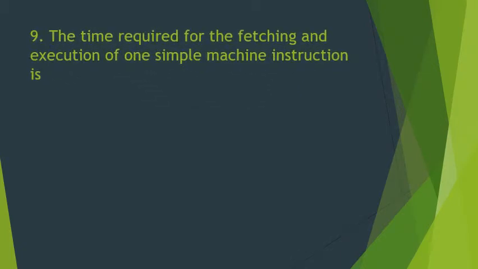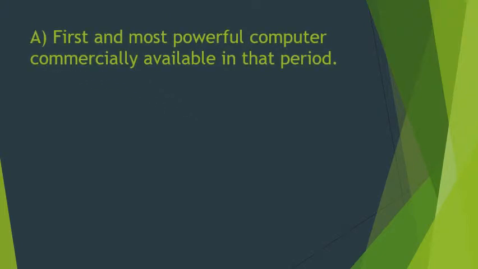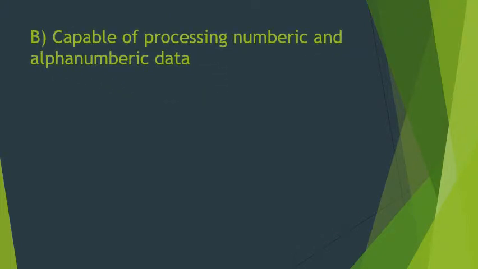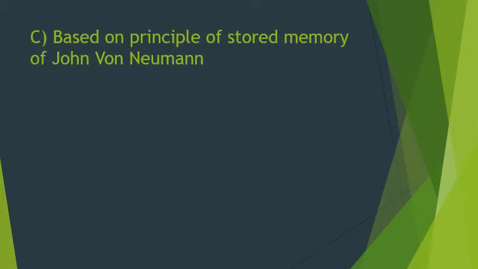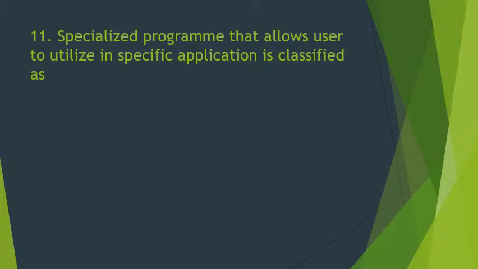9. The time required for the fetching and execution of one simple machine instruction is: A. Delay time, B. CPU cycle, C. Real time, D. Seek time. 10. UNIVAC was the: A. First and most powerful computer commercially available in that period, B. Capable of processing numeric and alphanumeric data, C. Based on the principle of stored memory of John von Neumann, D. All of the above.